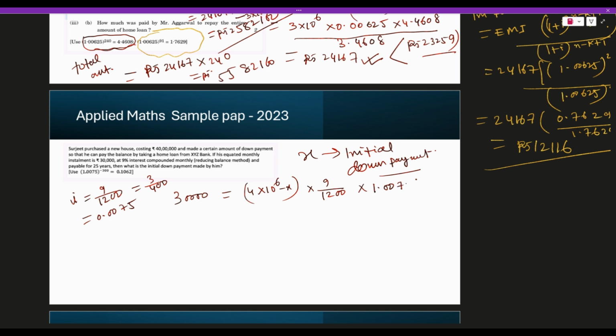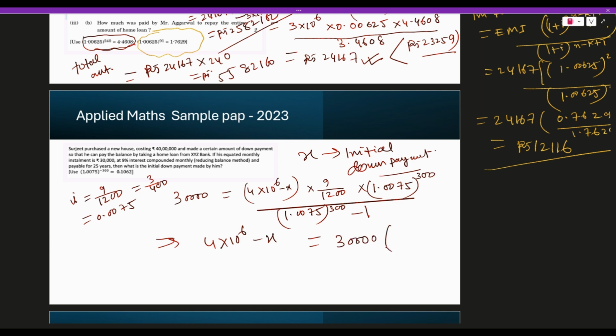So 1.0075 to the power 300 minus 1, that divided by how much? Calculate all these things. So I'm just cross multiplying. 4 into 10 to the power 6. You do your way. You are a class 12 student. Need not follow my method. 30,000, this 1.0075, this to the power how much? 300. They have given the value.